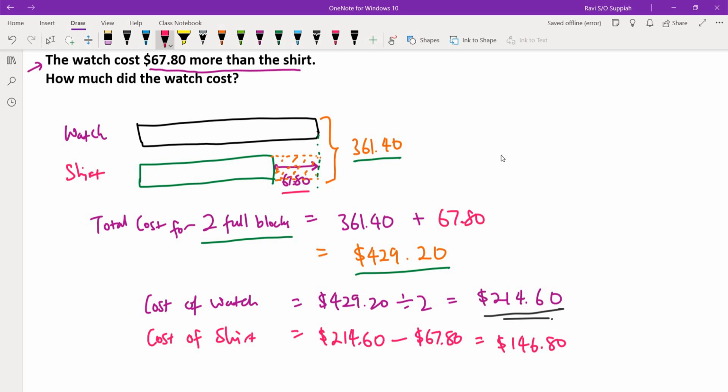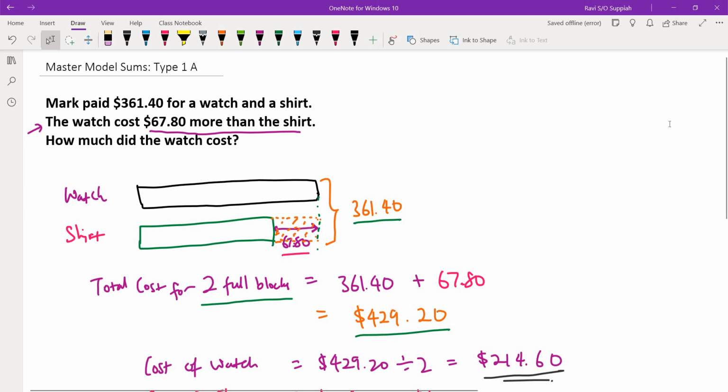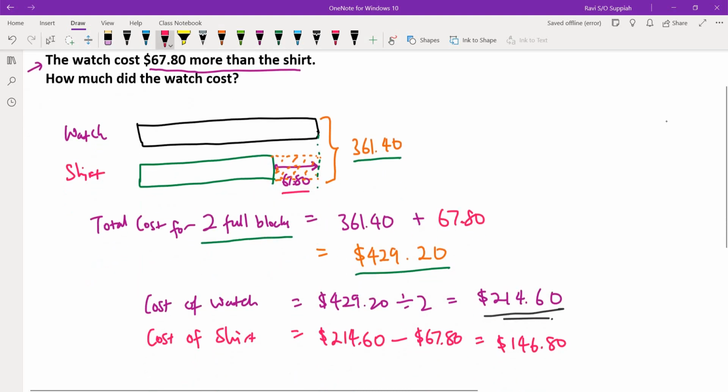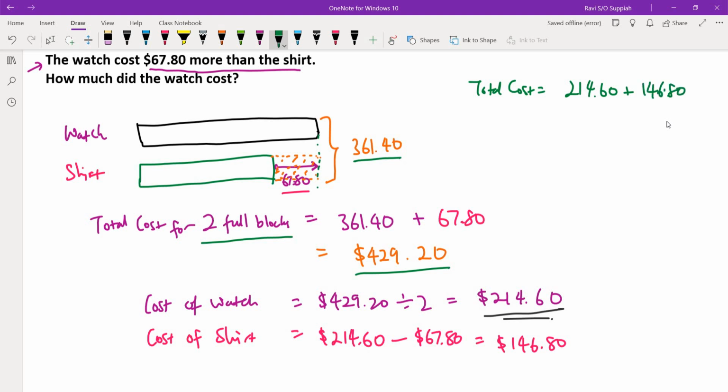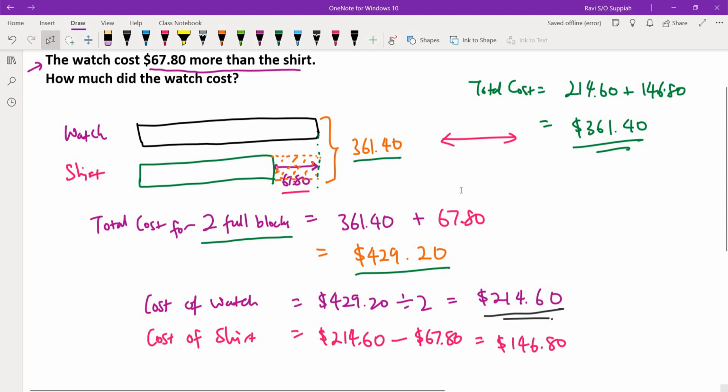And just to confirm if our answers are correct, we know that the total cost of both of these items was 361.40. So I can confirm whether my answer is correct by computing that. The total cost should be the cost of the watch and the shirt, which will be 214.60 plus 146.80. And if I add both of them together, I will get 361.40. So you can see that it is a match. So this is the approach towards such model sum questions.